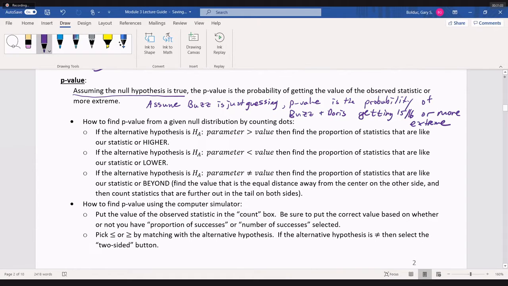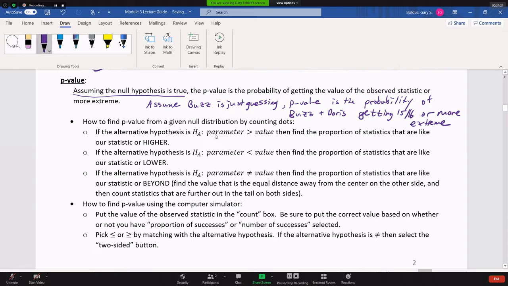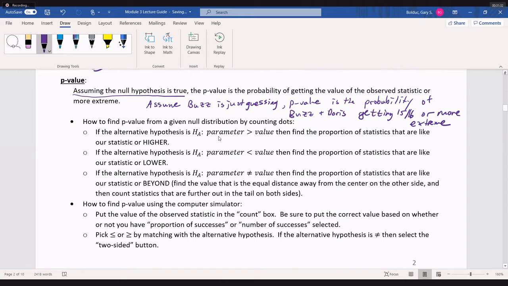So we assume they're just guessing. Under that assumption, we're just in our minds saying they are just guessing. We look at the probability of them getting 15 out of 16, something so good, right, or more extreme. We say, nah, doesn't seem right, and so we throw out our null hypothesis. We say, hit the road, null hypothesis. So how do we actually get this? I mentioned it just briefly last time, we're counting dots, but we have to be a little careful here because depending on the alternative hypothesis, we have to count the dots in a certain way.